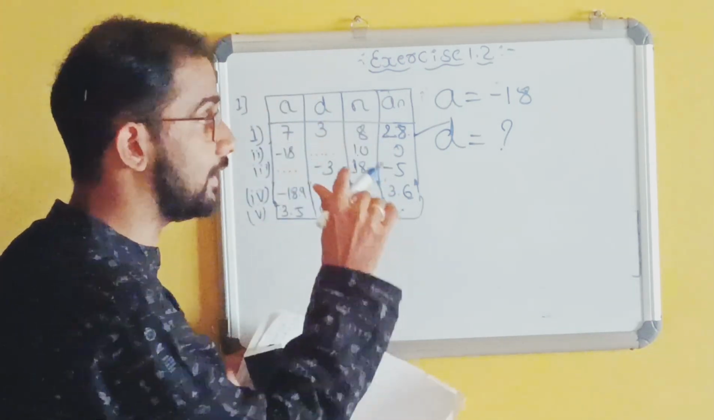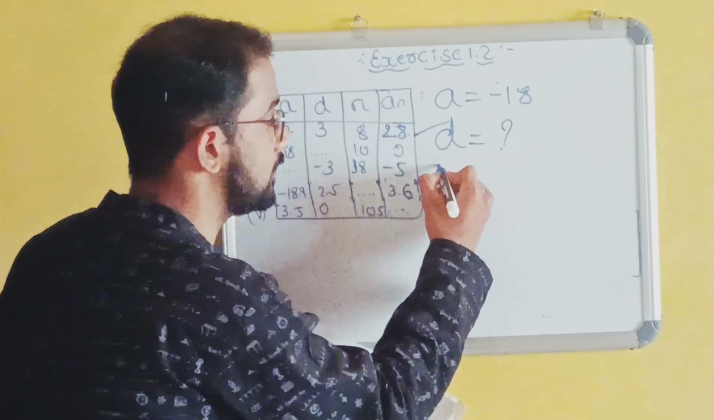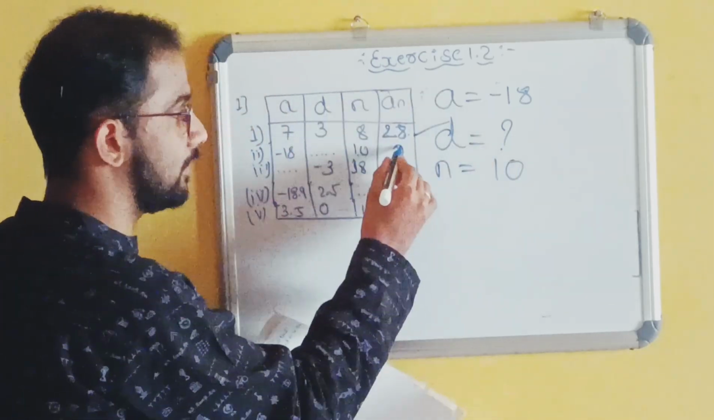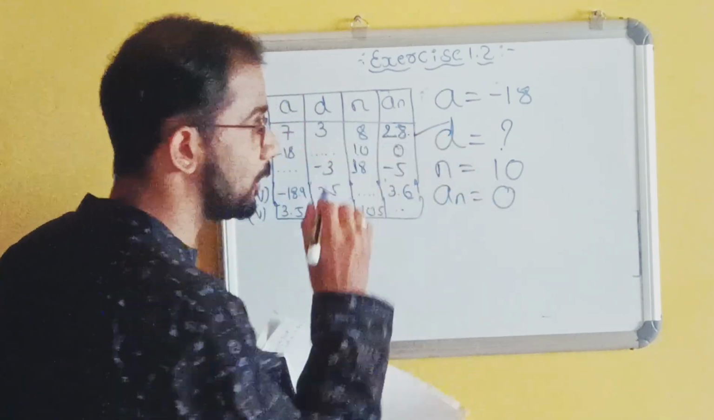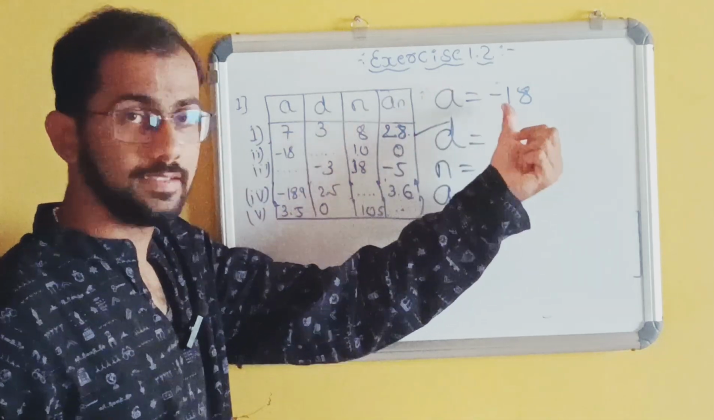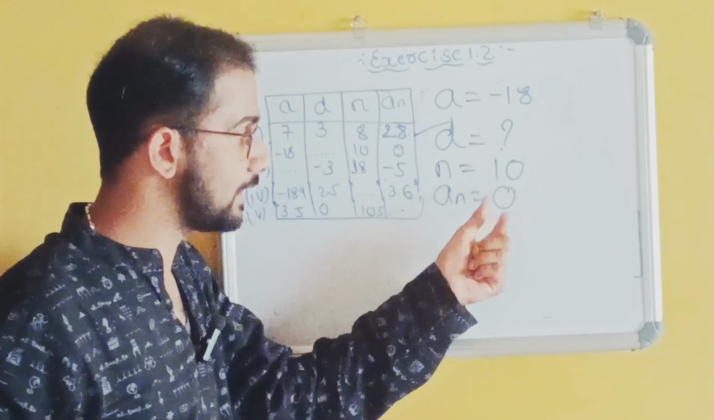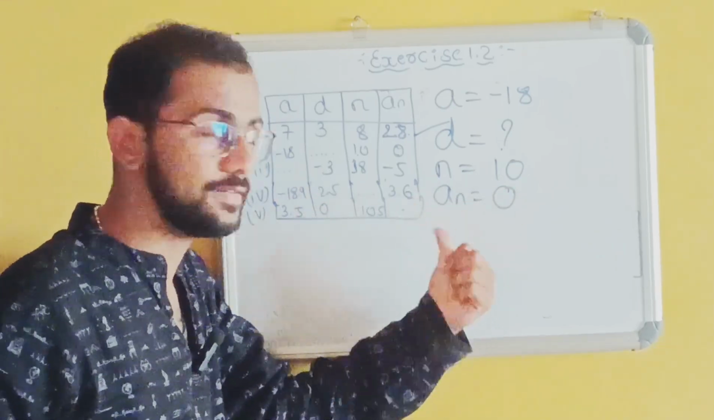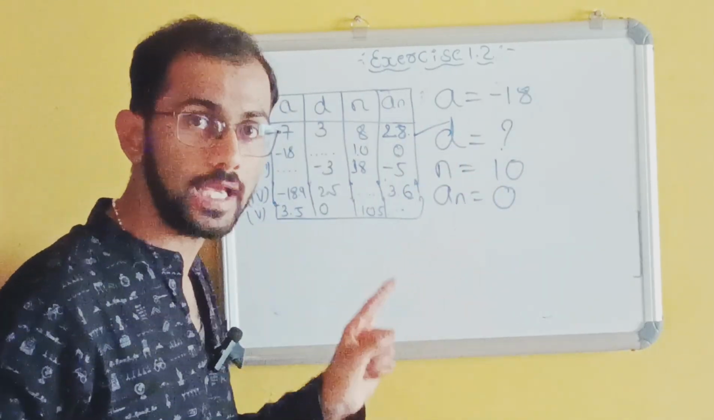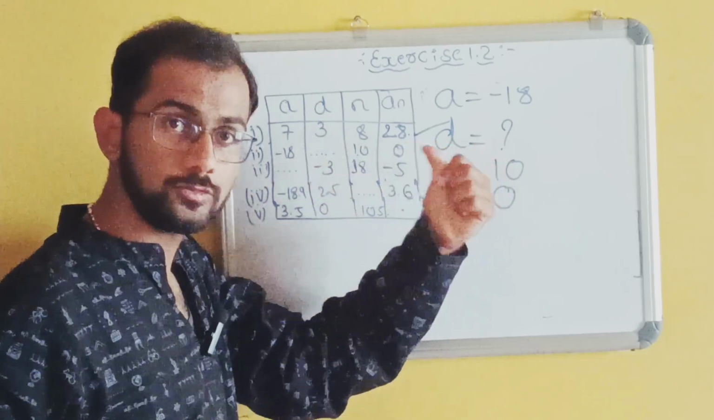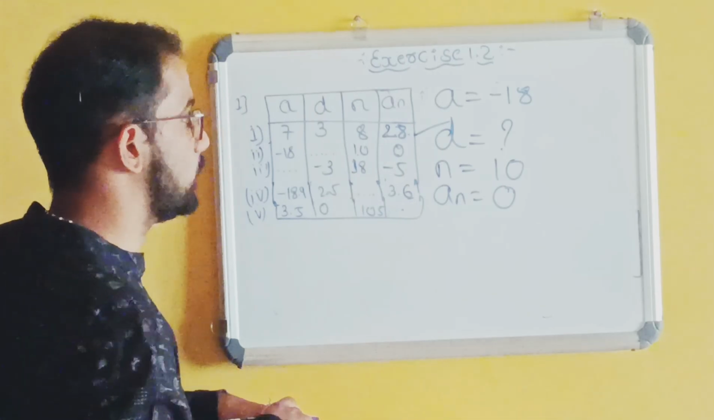Then n is given. N, the total number of terms in this sequence, is 10. Then the last term, what is given? An is given as 0. So here a is given as minus 18, n is given as 10, and an, the last term, the nth term of the AP, is given as 0. Using these three pieces of data, we need to calculate the value of D, that is the common difference. What is the common difference between consecutive terms? Let's see how we can calculate.